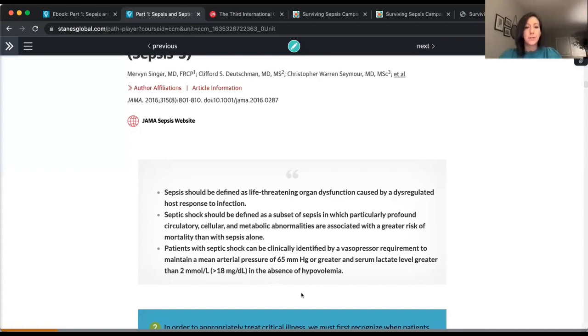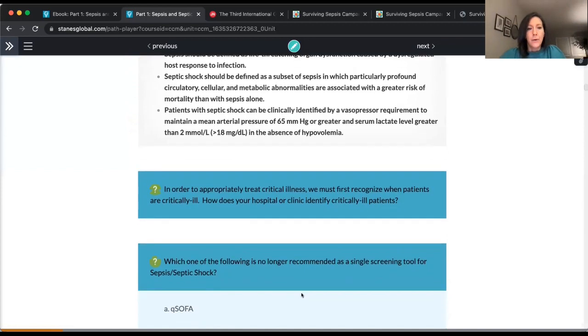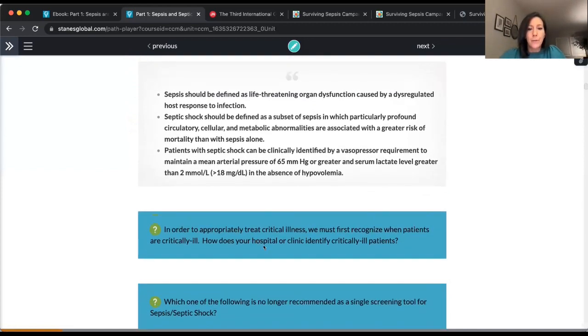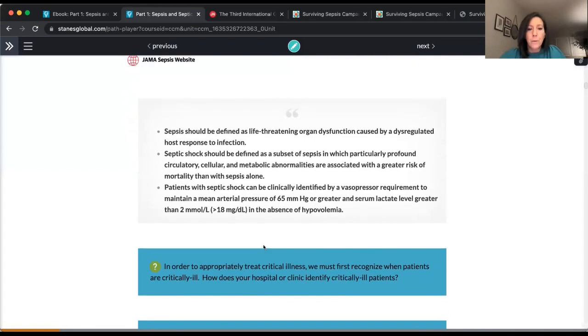So in short, it's a life-threatening organ dysfunction, a dysregulated response to infection. So the next question: in order to appropriately treat critical illness, we must first recognize when patients are critically ill. How does your hospital or clinic identify critically ill patients?